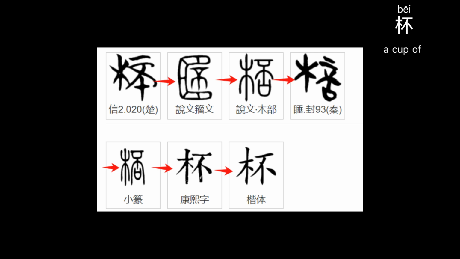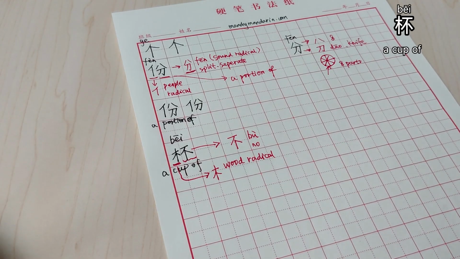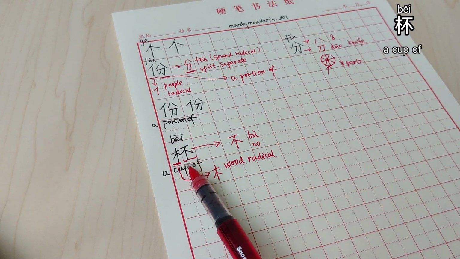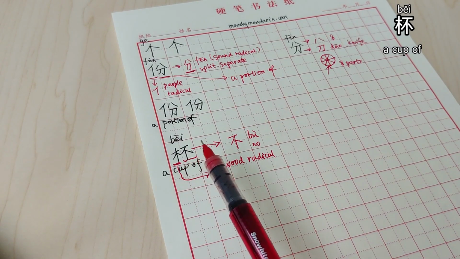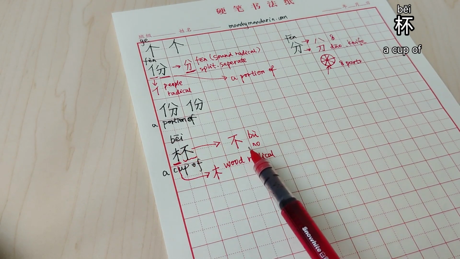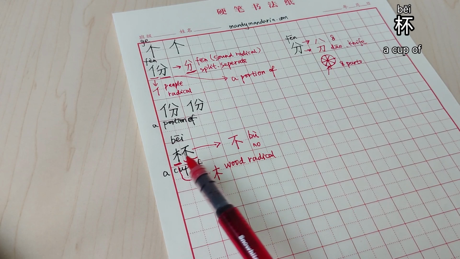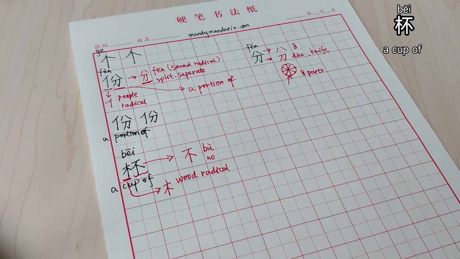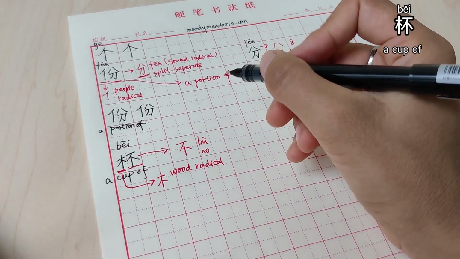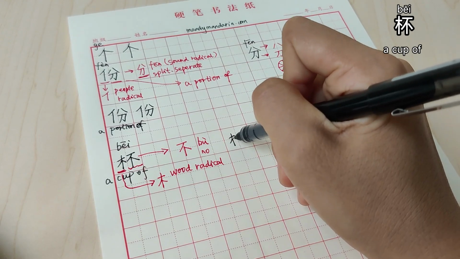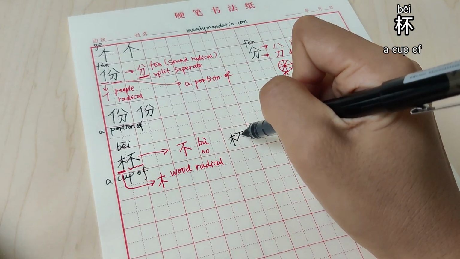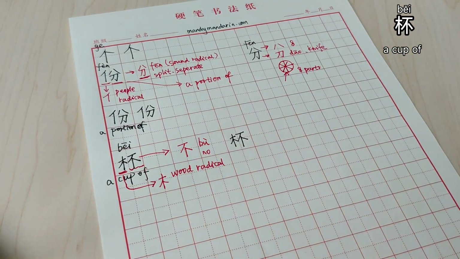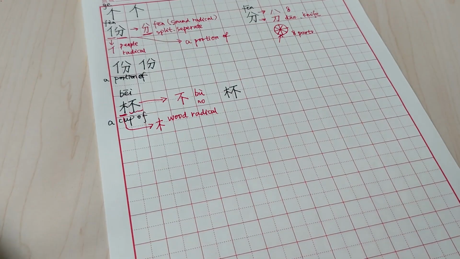In the ancient character, the right part had something to do with the cup. After thousands of years of evolution, the character bei just turned into this. This is the bei in modern Chinese. Even though the right part of it is bu, it has nothing to do with the meaning of the whole character. Now let's practice it one more time. We have a wood radical on the left and then the right. Very good.